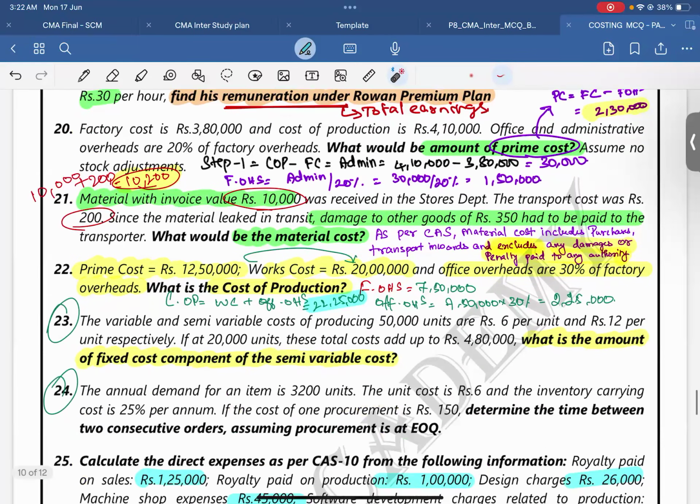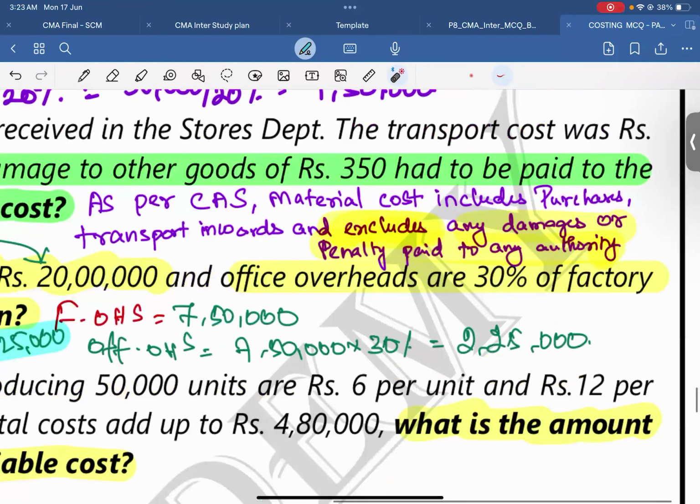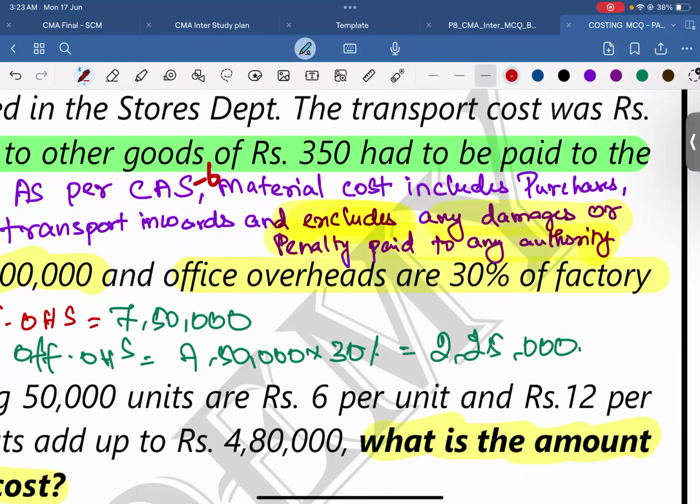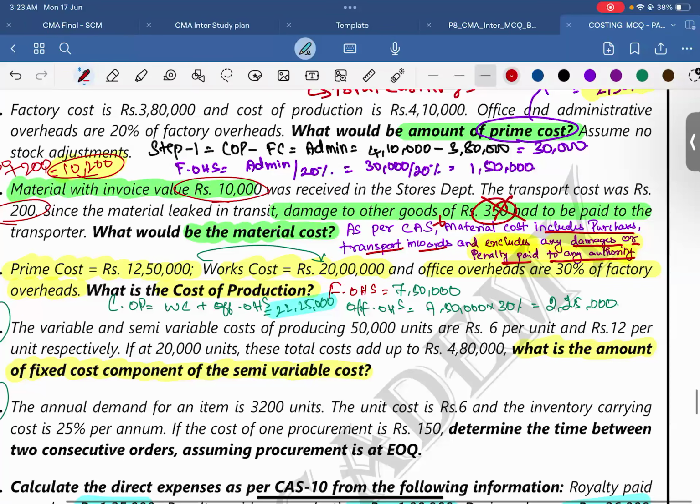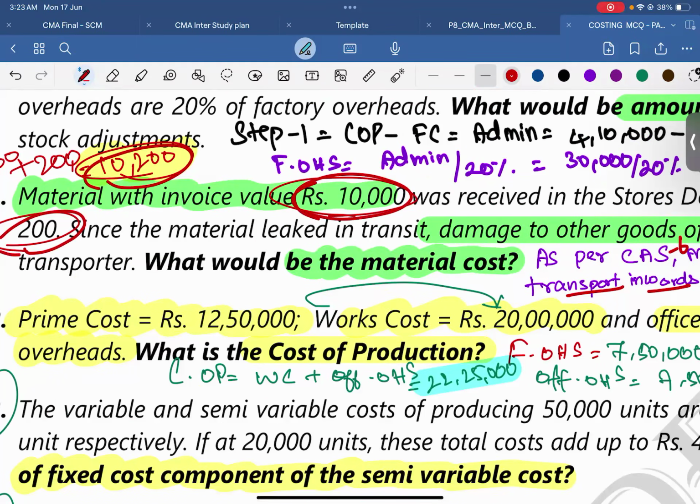Question number 21. Material with invoice value of 10,000 was received in the stores department. The transport cost was 200. Since the material leaked in transit, damages to other goods of 350 have to be paid to the transporter. What would be the material cost? As per Cost Accounting Standard 6, material cost includes purchases and transport inwards, these two, and excludes any damages or penalty paid to any authority. So here the 350 you should not add, you should avoid it. Just 10,000 plus 200 will become 10,200 as your answer.